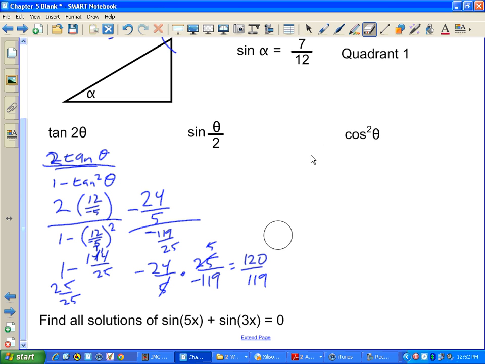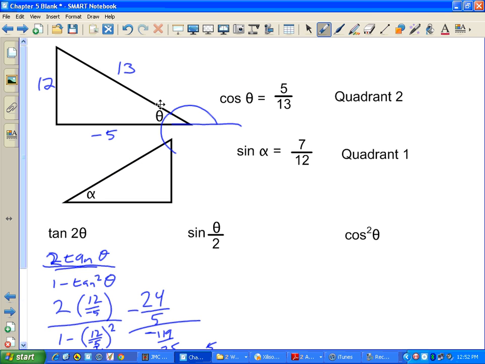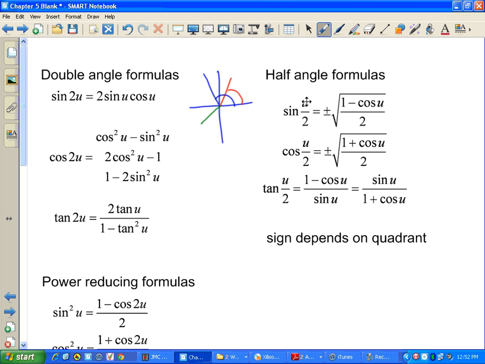Let's look at half angle formulas. Sine of theta over 2. Well, I don't know theta over 2, but I do know theta. Theta's in quadrant 2. So if I half it, I'm going to be in quadrant 1. So I'm going to make a note of that. This is quadrant 1. Sine values in quadrant 1 are positive, so that just means things are going to stay positive for me. My half angle formula is going to be the square root, the positive square root, since it'll be in quadrant 1, of 1 minus cosine theta over 2.